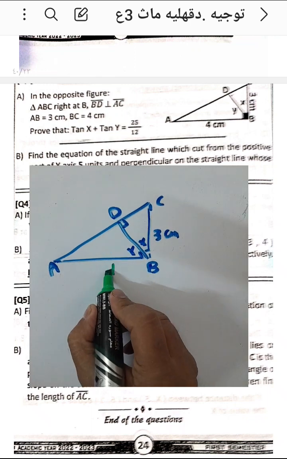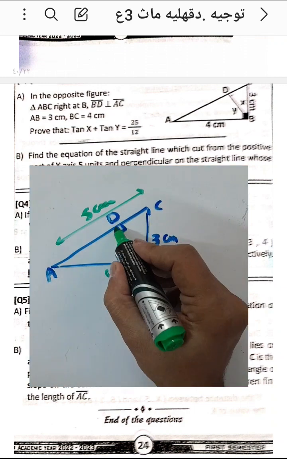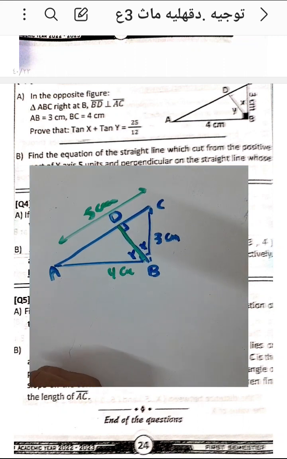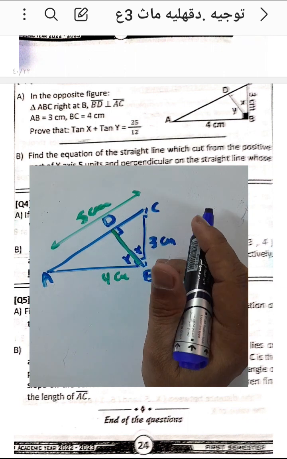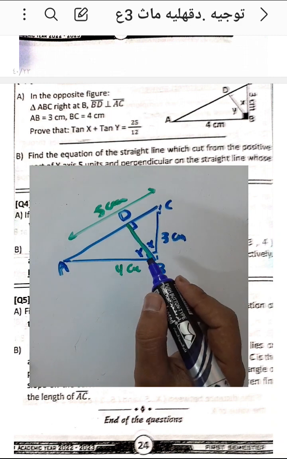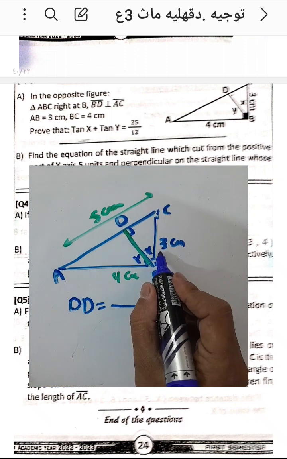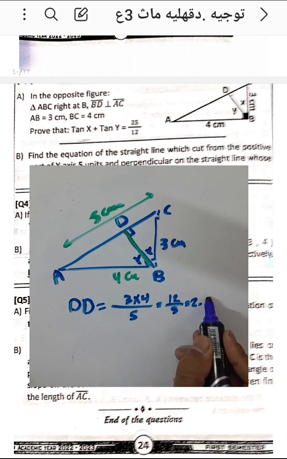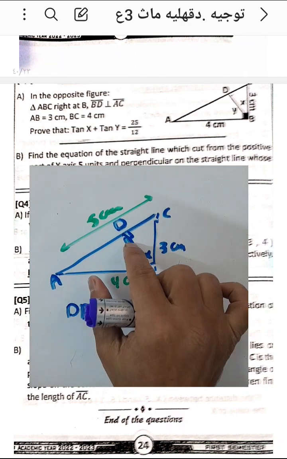First step, we can find this side length from Pythagoras, it will be 5 centimeters. And then we have two congruent triangles here. This angle in the first triangle here. Okay, we can find this side length and this side length and this side length. Very easy for you. Okay, don't make this exam complex. It's very easy. First step, we can find this side length DB, by Pythagoras, DB equals 3 times 4 over 5. It will be 12 over 5. It will be 2.4. This side length will be what? 2.4.